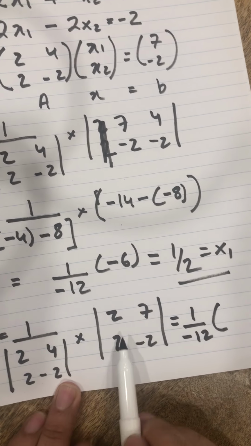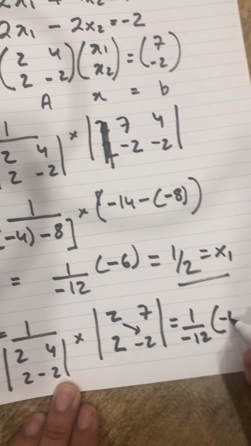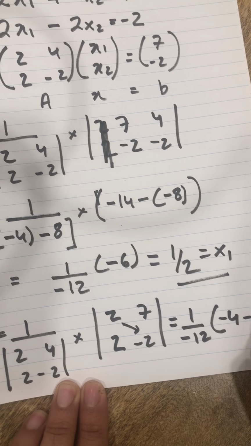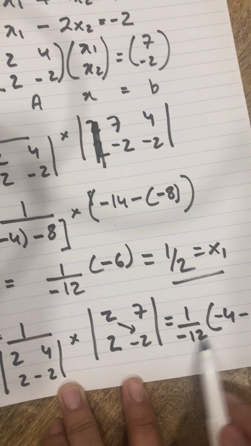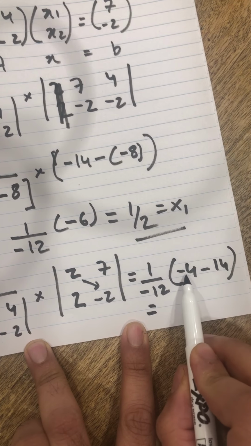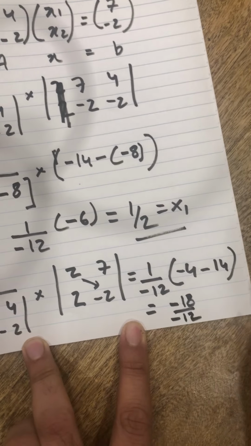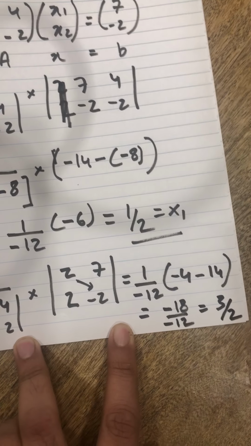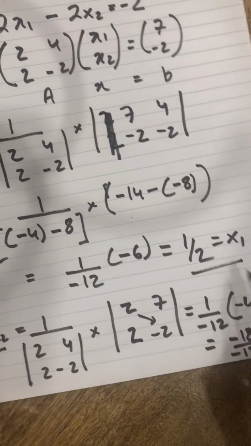And then what is this determinant? This is just 2 times minus 2, so this is minus 4, minus 7 times 2, which is minus 14. If you do this, minus 14 minus 4 is minus 18, over minus 12. If you simplify this, you're left with 3 by 2. So this is your solution for x2.